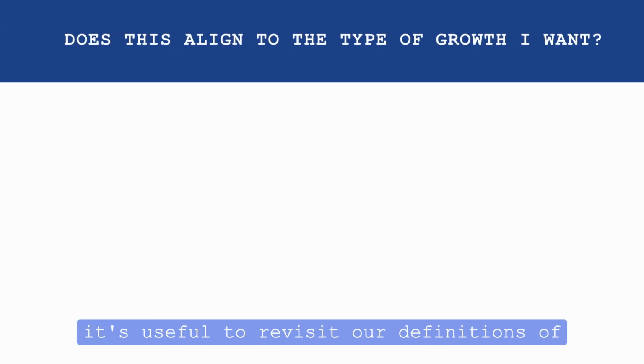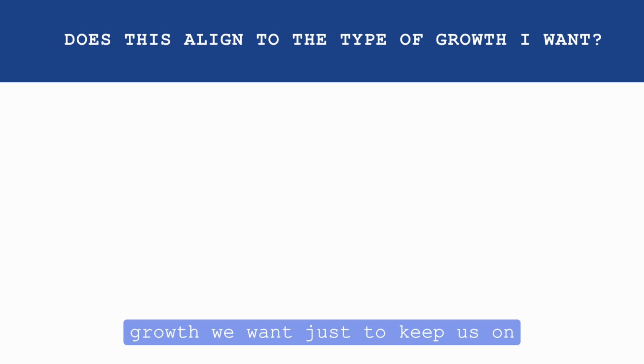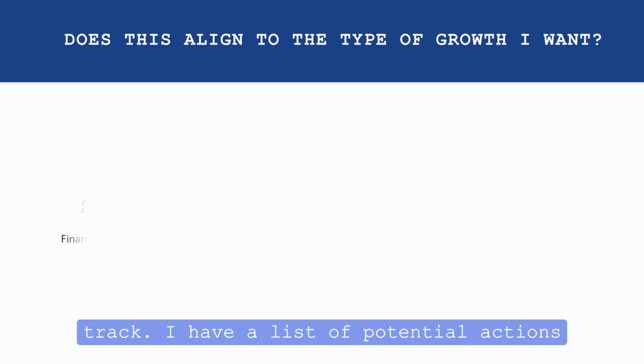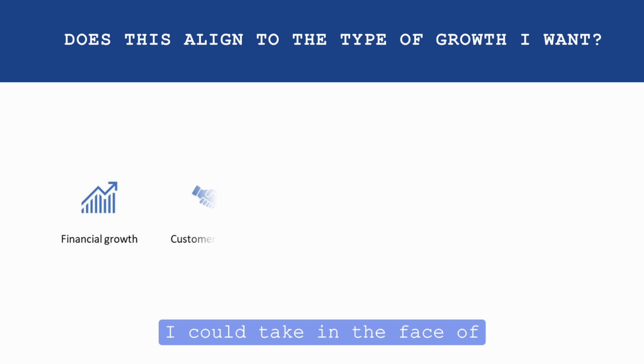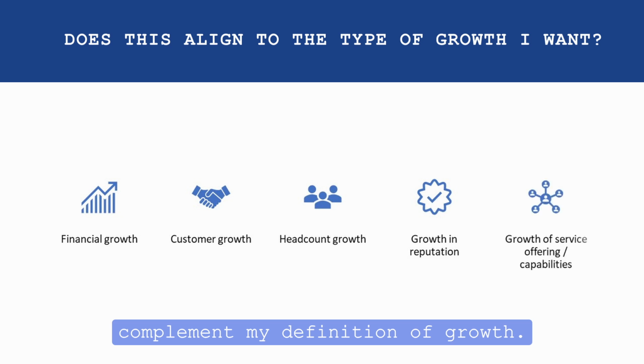Now, at this point, it's useful to revisit our definitions of growth and the type of growth we want, just to keep us on track. I have a list of potential actions that I could take in the face of opportunities and threats. I just need to make sure that the actions I've identified complement my definition of growth.